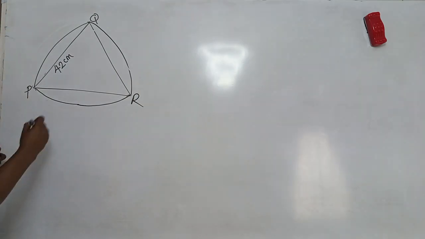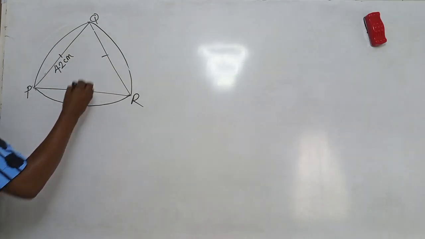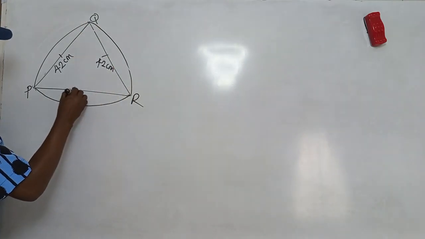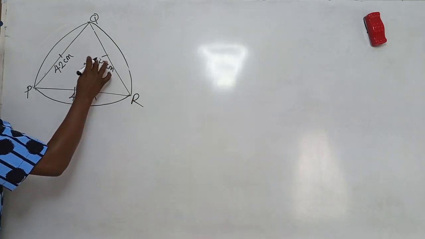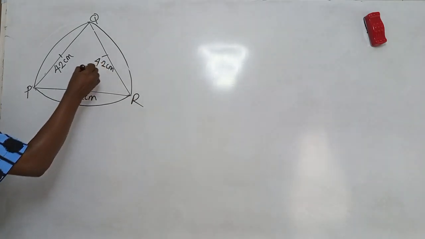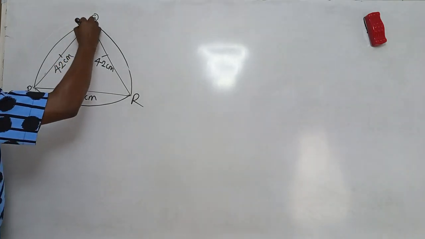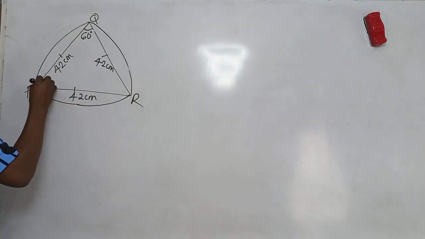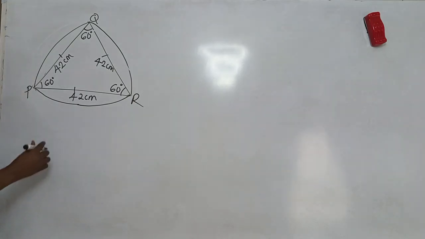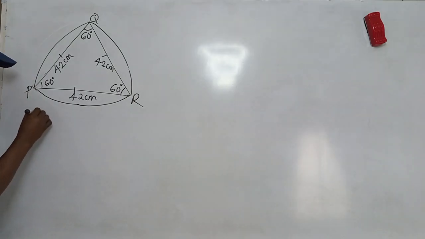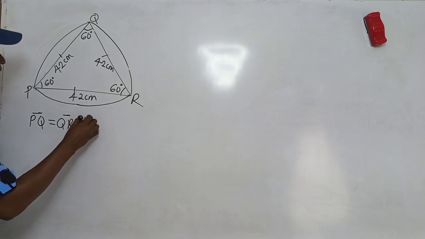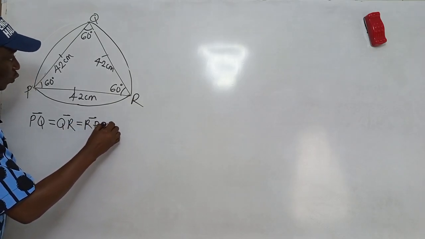Now, this triangle is given as an equilateral triangle, meaning that from here to here is 42 centimeters. Here is also 42 centimeters. Having known that, the angles here will be 60, here will be 60, and here will be 60. Because PQ is equal to QR, equal to RP, all equal to 42.